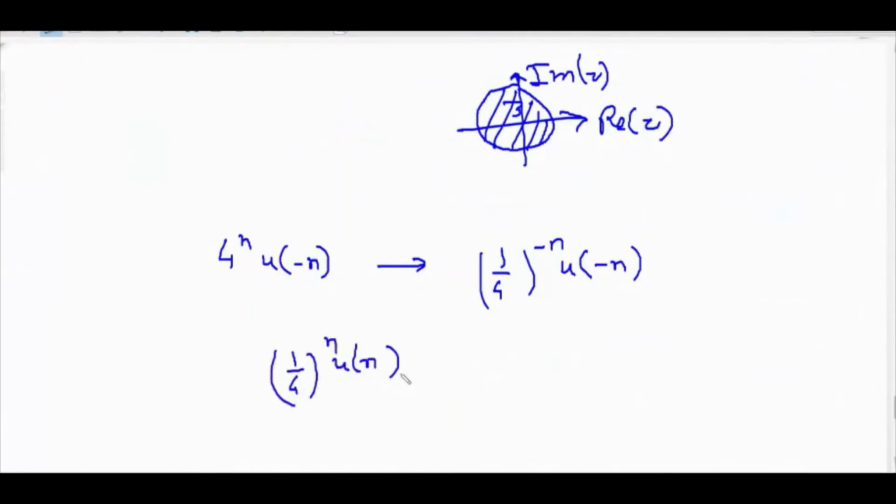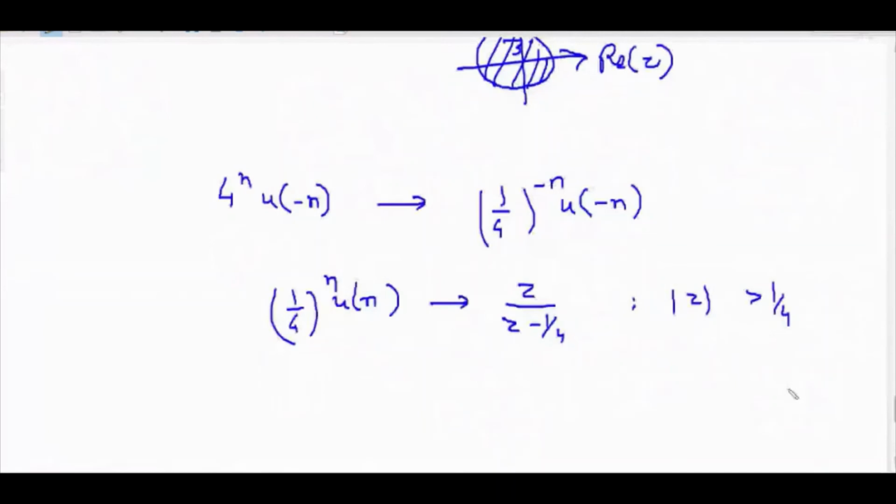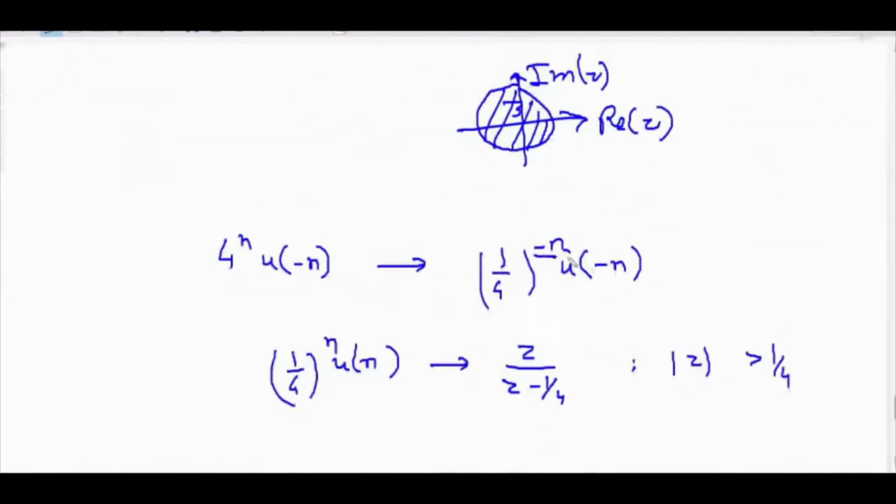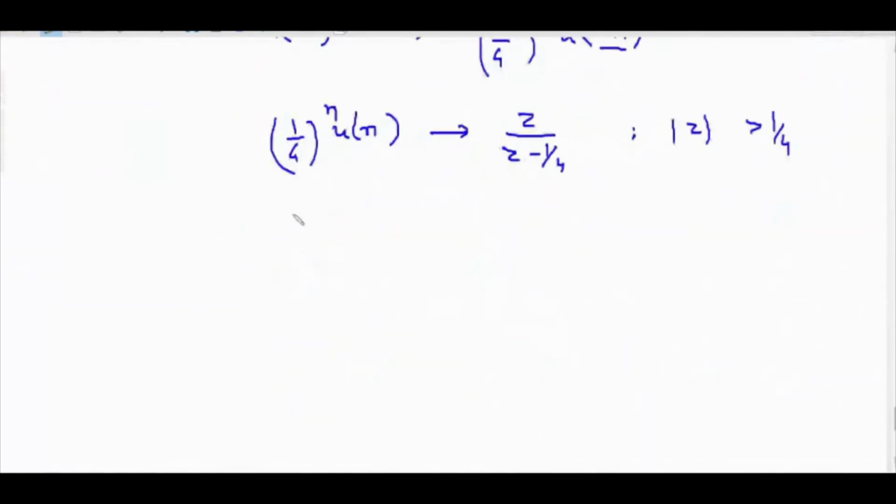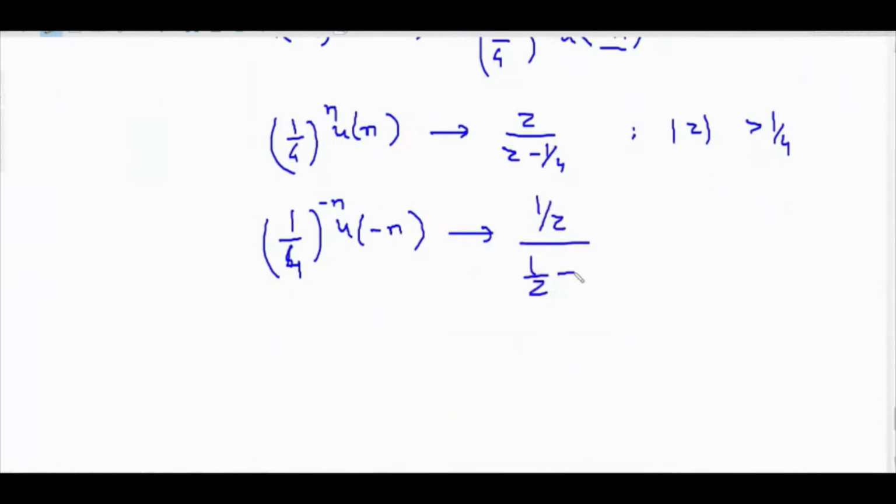Now I know that 1 by 4 raised to n u of n has z transform z upon z minus 1 by 4. ROC is magnitude z greater than 1 by 4. Here at both the places minus n is there, so I should use the time reversal property. What will be the z transform of 1 by 4 raised to minus n u of minus n? Here z will be replaced by 1 by z, so 1 by z upon 1 by z minus 1 by 4.